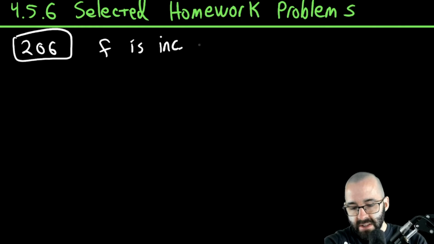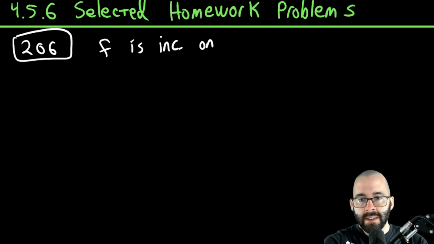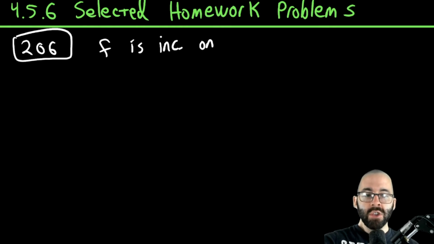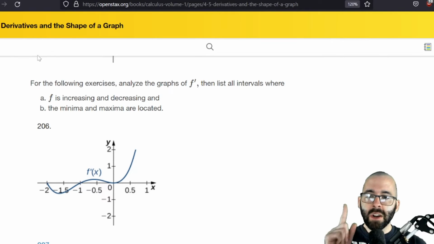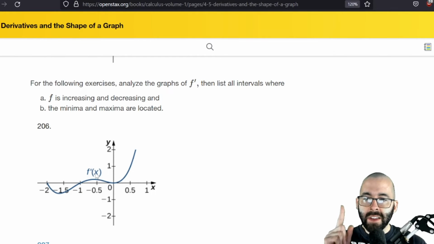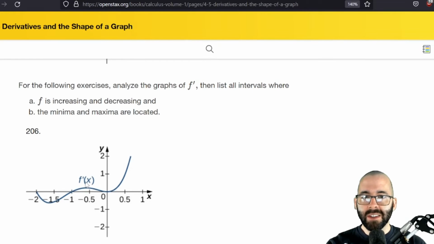F is increasing on the intervals where the derivative is positive. Increasing means it's going up. Going up means positive slope. So where's the derivative positive? And again, this is where it really matters that we're looking at the derivative. This is the derivative. Where's that derivative positive? Here, let's zoom in.